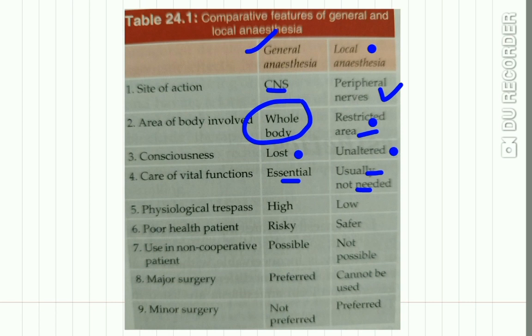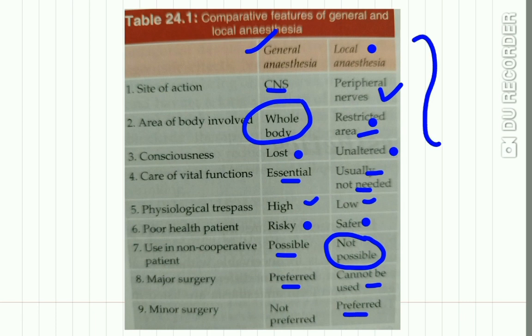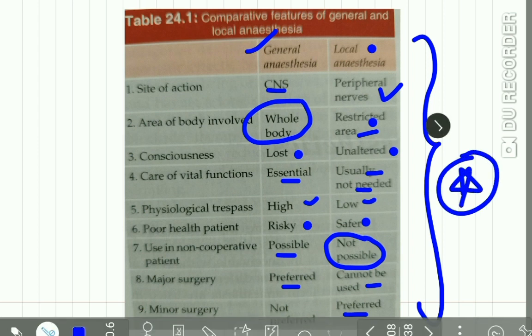Physiological trespass is high in general anesthesia while it is low in local anesthesia. A poor health patient is at higher risk using general anesthesia while local anesthesia is safer in such patients. Use in a non-cooperative patient is possible in general anesthesia while local anesthesia use is not possible in non-cooperative patients. For major surgery, general anesthesia is preferred over local anesthesia, while in minor surgery, local anesthesia is preferred over general anesthesia. So these are the points of differentiation which are asked in exams. So get thorough with this chart.